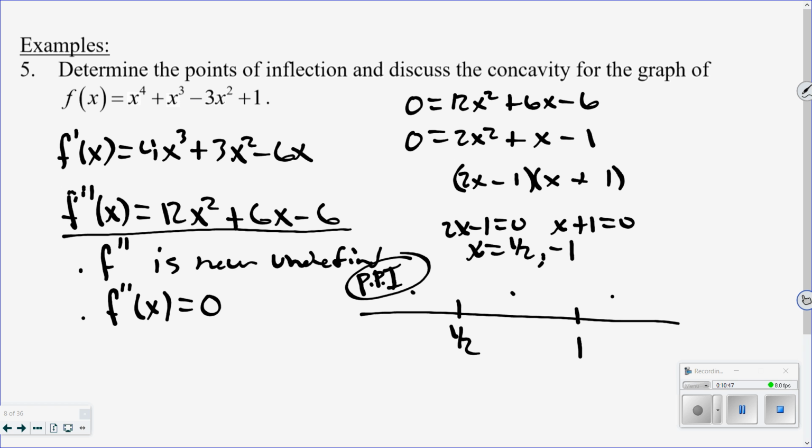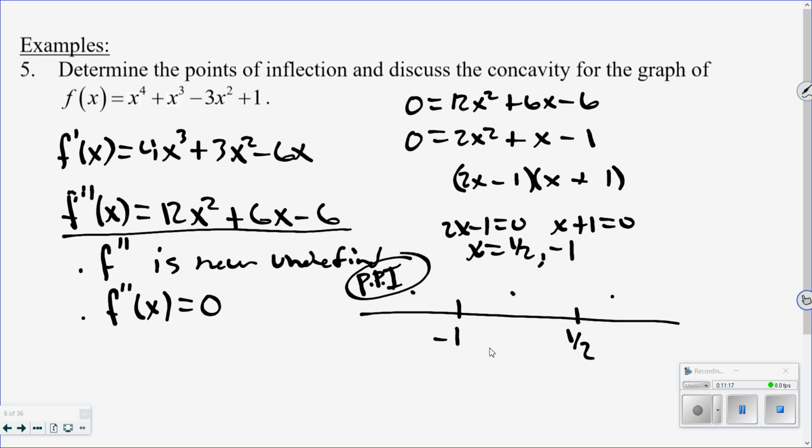If I plug in -1, squared is 1, times 12 is 12, minus 6, minus 6. And that came out to be 0, so I've done something wrong. Oh, hello. Sorry about this. I'm struggling a little bit this morning. If I look back up here, my possible points of inflection weren't at 1/2 and 1. It was at 1/2 and -1. I apologize. So it should be like that.